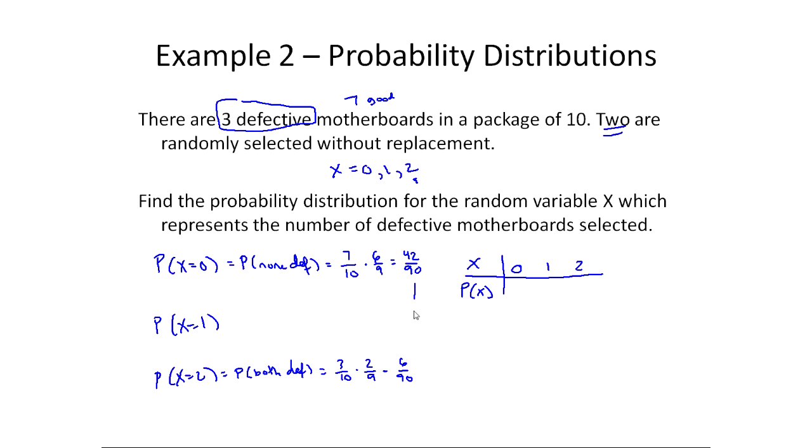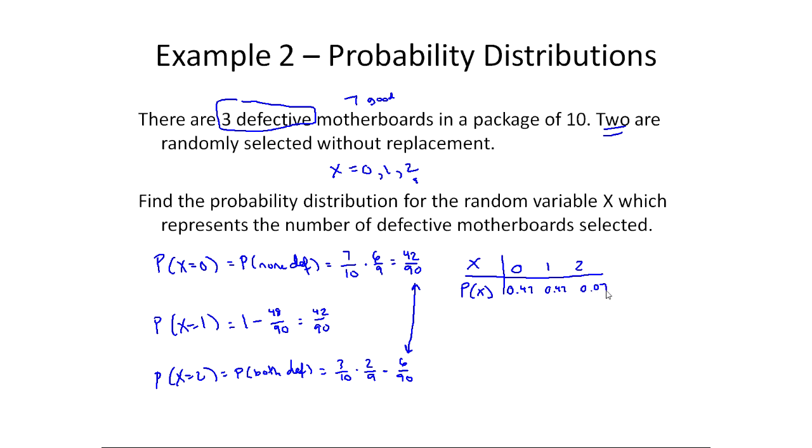So whatever these 2 add up to, since this is the last one remaining, this will be 1 minus that. So this is 1 minus 48 out of 90, because 42 plus 6 is 48. In other words, this is 42 out of 90. It has to be. Well, I did some quick calculations. 42 out of 90 is approximately 0.47. And so that's for x equals 0, x equals 1. And then 6 out of 90 is approximately 0.07.